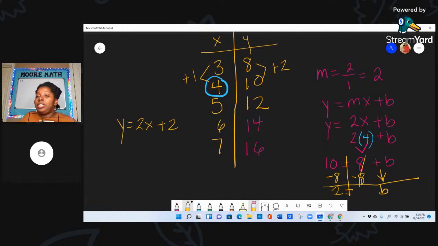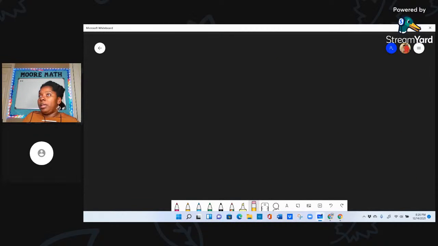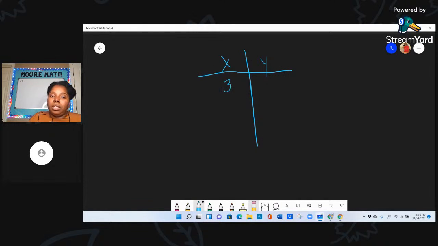Let's do that from now on because I think it's going to make this super easy for you. I was leaving off the plus b before, and I think that's what was confusing you in the y equals mx plus b. But if we solve for b now, it'll make it really easy for you to figure out what b equals. So let's keep going. So I have x and y. 3.